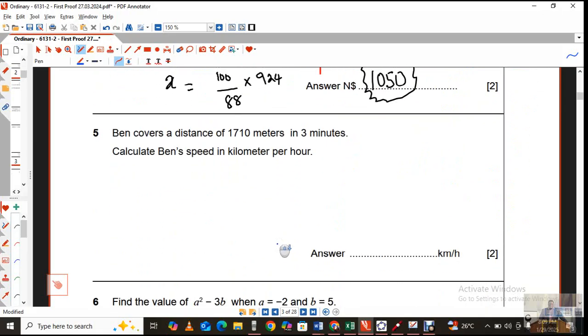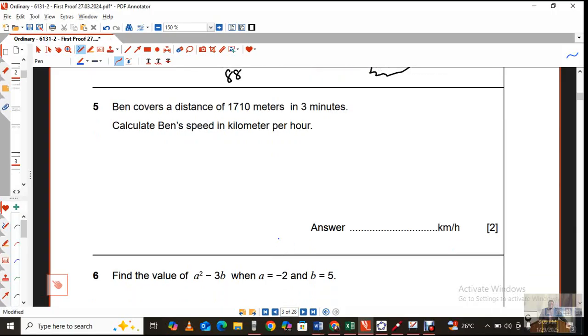Okay, let's go to question 5. Question 5 says Ben covers a distance of 1,710 meters in 3 minutes. You're supposed to convert this and give your answer in kilometers per hour. Now, there are many ways you can do this. You can do this in stages. You can say 1,710 meters, divide by 1,000, because 1 kilometer is equal to 1,000 meters. So if I have to go from meters to kilometers, I will divide. That gives me 1.71. You can write a 0 if you want.